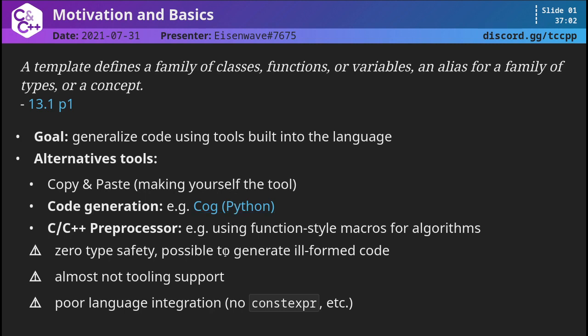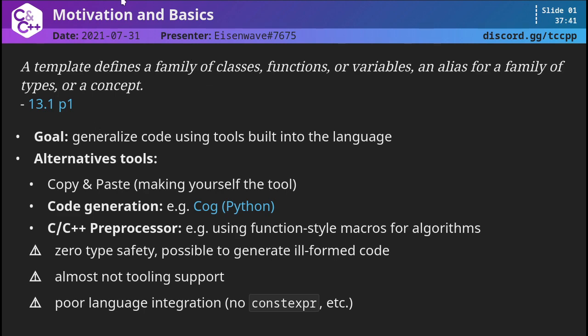With these you generally have zero type safety because it's completely text-based. It's possible to generate code that doesn't even compile, which is completely ill-formed. You have very poor tooling support because either it's put into some comment or it's put into a macro, and unless you use it, there's no way for the compiler to tell what it's supposed to mean. And you have very poor language integration because it's easy to turn text into code, but it's difficult to turn code back into something that's useful for your preprocessor. It's just worth considering these alternatives.